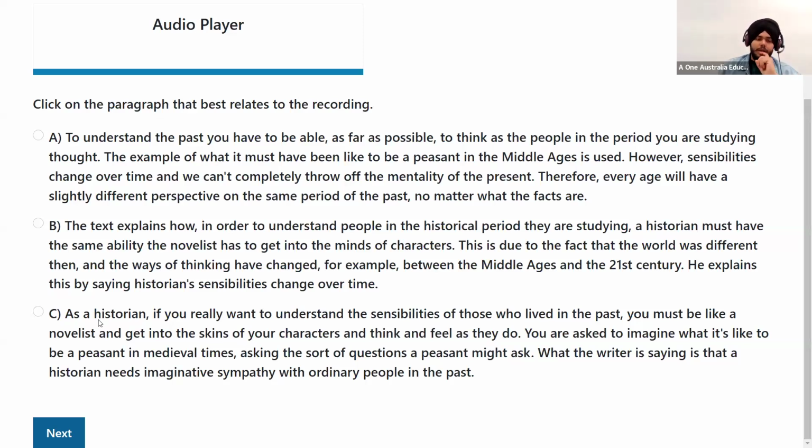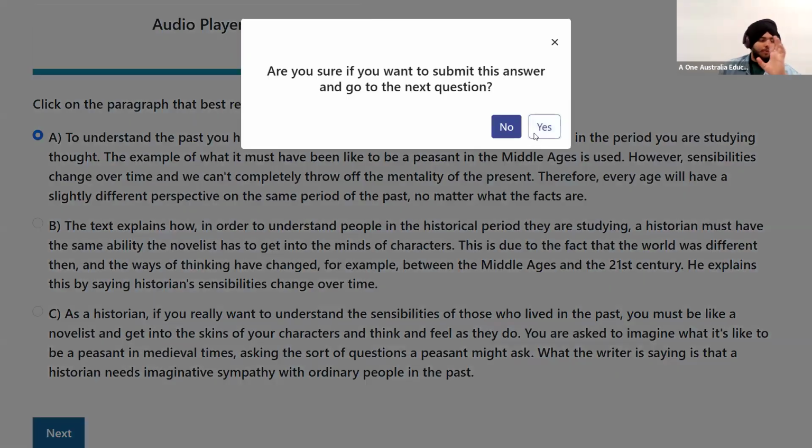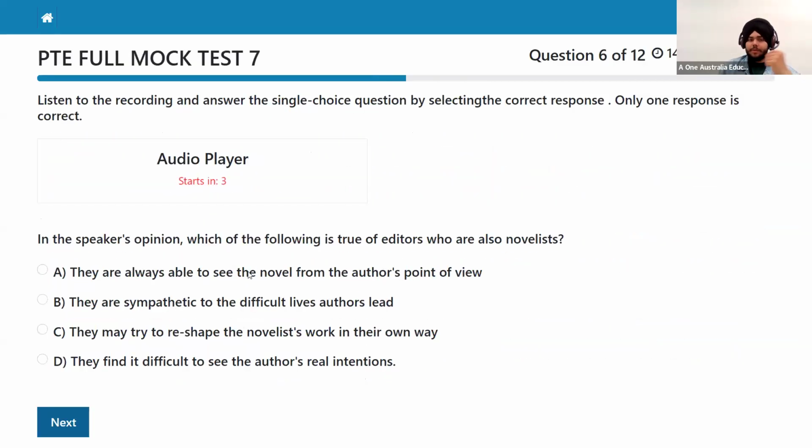Okay. Third one, as a historian, if you really want to understand the sensibilities of those who lived in the past, you must be like a novelist and get into the skins somewhat. But the thing is, the writer is saying that a historian needs imaginative sympathy with ordinary people in the past. So because of that, I would choose option A. Can be wrong, but that is my opinion.